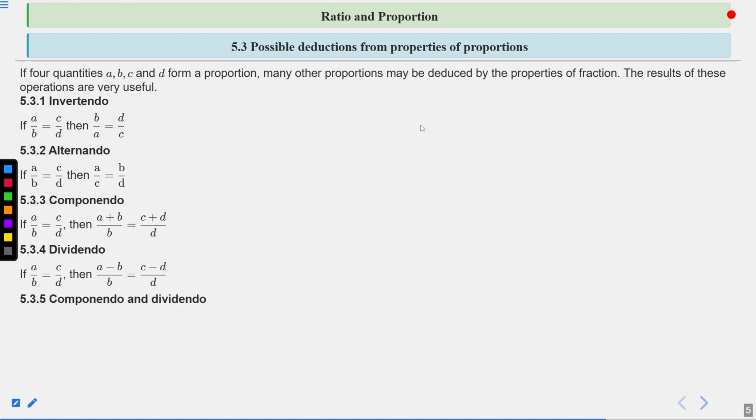Componendo and dividendo. So if A upon B equals to C by D, then we can say that A plus B upon A minus B equals to C plus D upon C minus D. Next one.